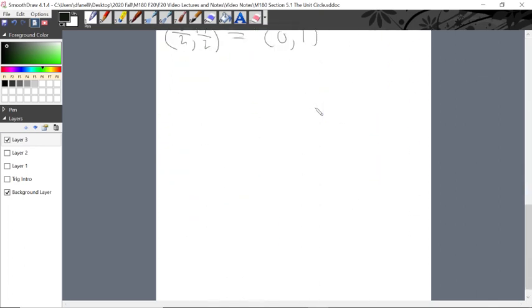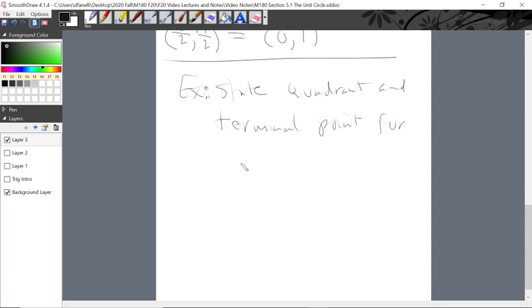So let's try an example whereby we can extend upon this idea. State the quadrant and the terminal point for, let's say, t is equal to 4 pi over 3. Now, you might recall we just looked at t equals 4 pi over 3 not that long ago, right, in order to find the reference number for it.